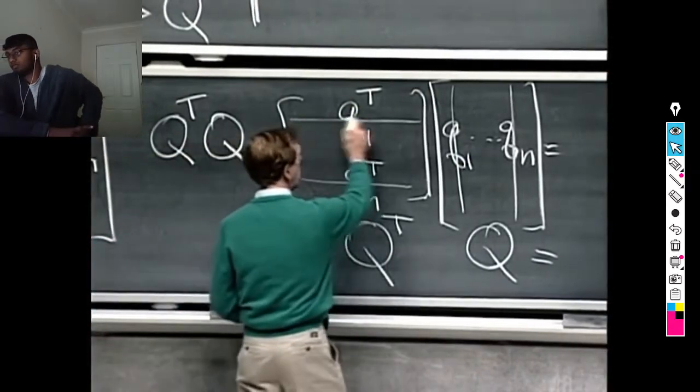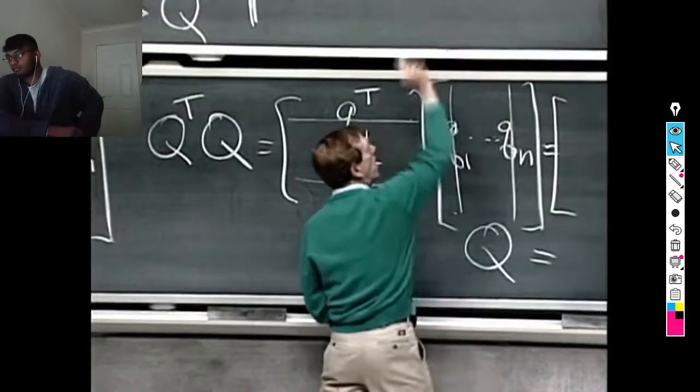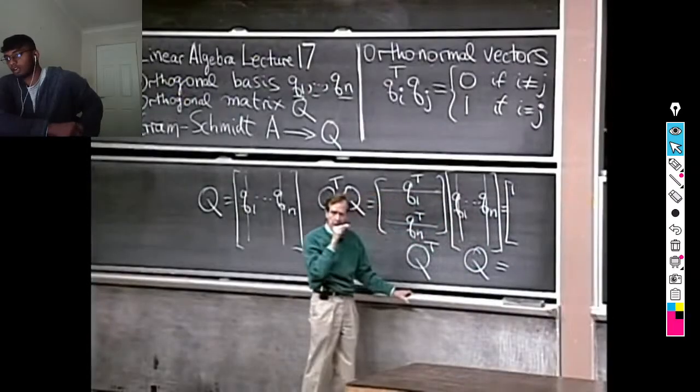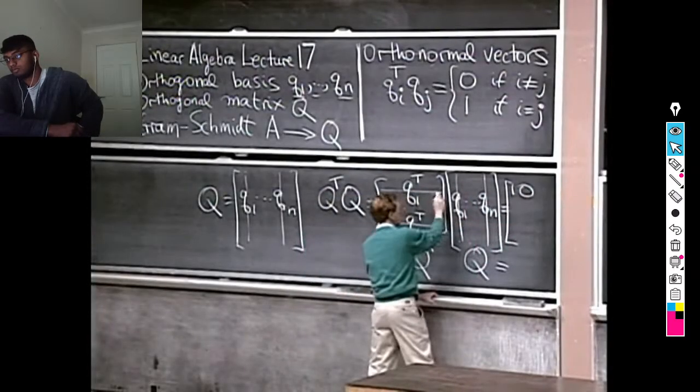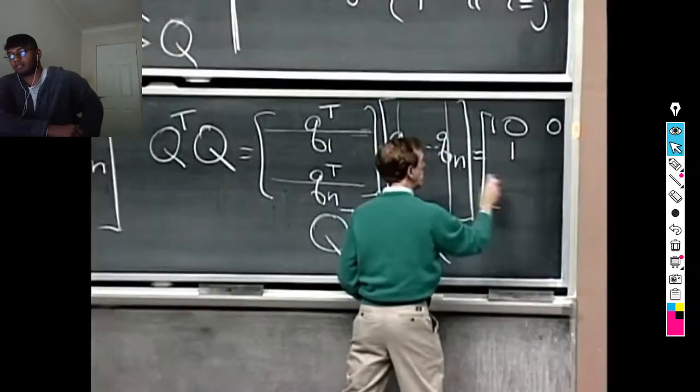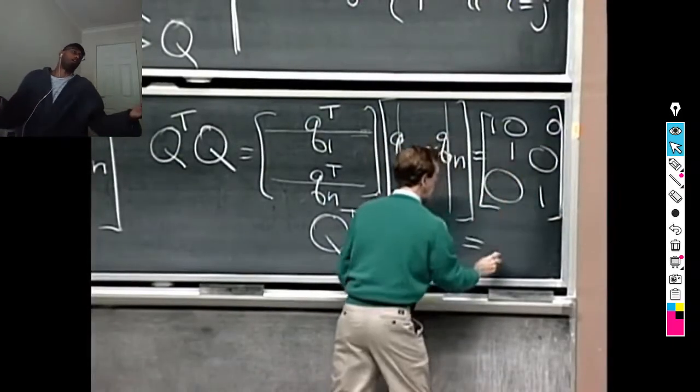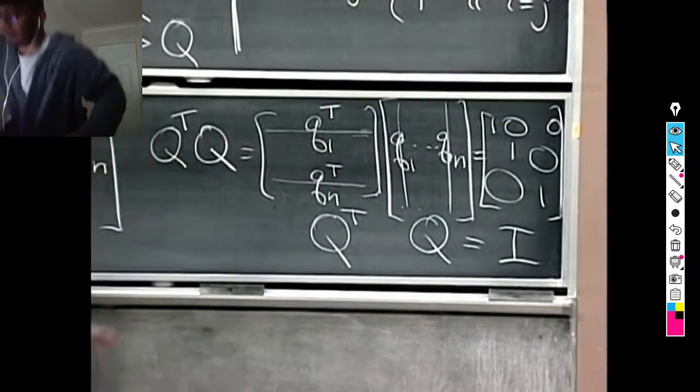Do you see it? If I take the first row times the first column, what do I get? A 1. If I take the first row times the second column, what do I get? 0. That's the orthogonality. The first row times the last column is just 0. And so I'm getting 1s on the diagonal, and I'm getting 0s everywhere else. Who would have thought? I'm getting the identity matrix. You see how it's just the right calculation.